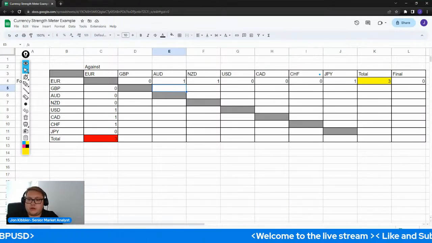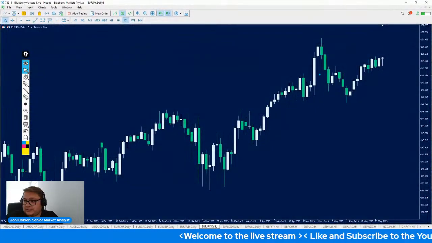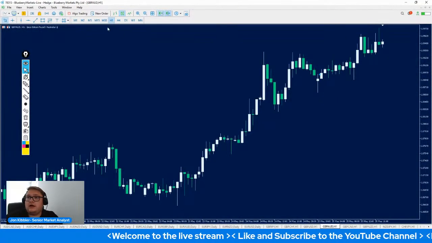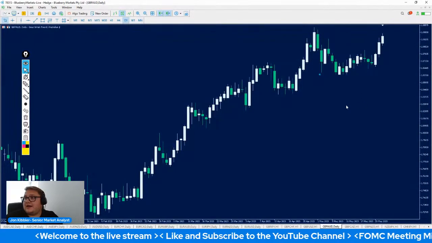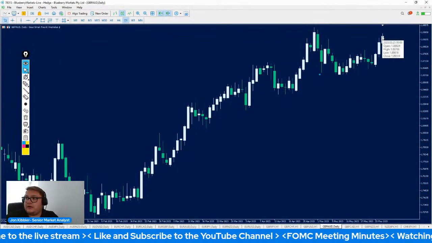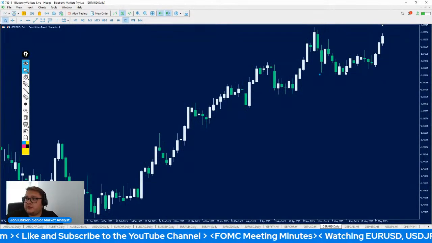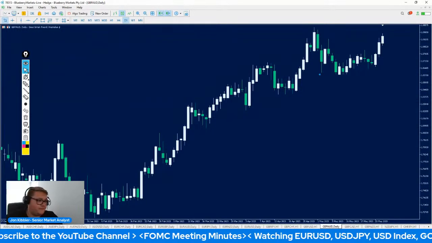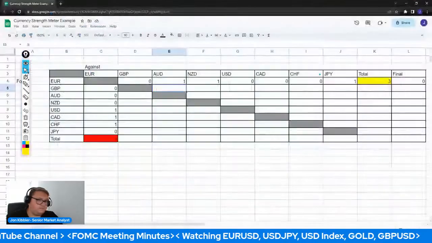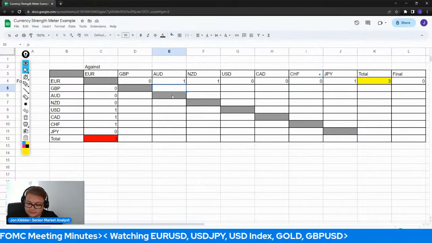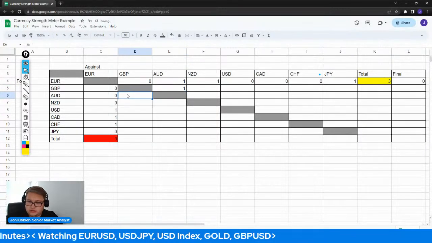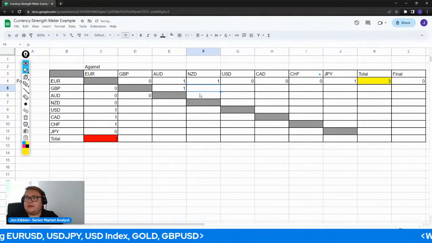Right, so we're going to go over to pound Aussie now. If we have a little look at the daily chart, I think pound is stronger than the Aussie because we've got this higher high, higher low pattern. So I'm going to score pound a 1, Aussie a 0.